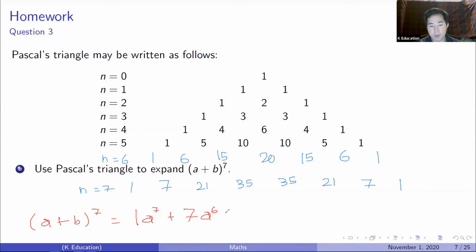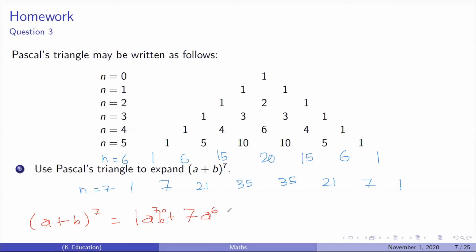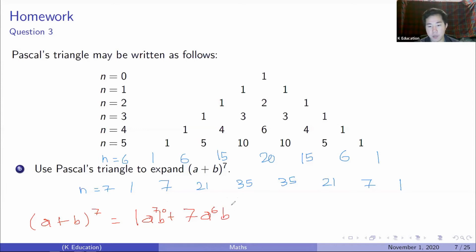What's my next power of b? 1. Yeah, so this is just b to the power of 1. But again, we don't write b to the power of 1. We just write b. And we don't write b to the power of 0 because that's equal to 1.